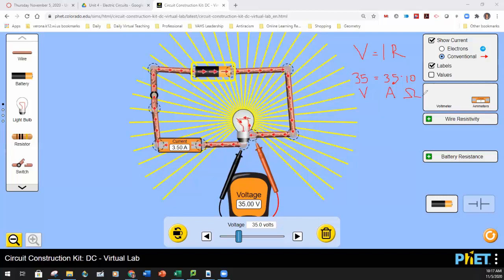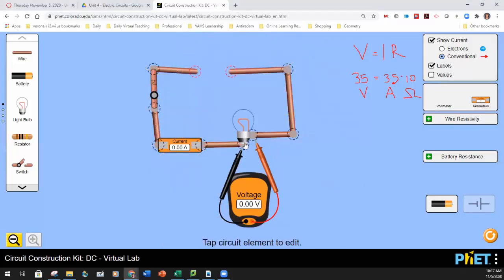Now, with something like a light bulb, it's hard to tell what the resistance actually is. So, what I'm going to do is take the light bulb out. Ooh, I took the battery out. I'm going to take the light bulb out. The light bulb over there. I'm going to put a battery back in, and I'm going to get a resistor.